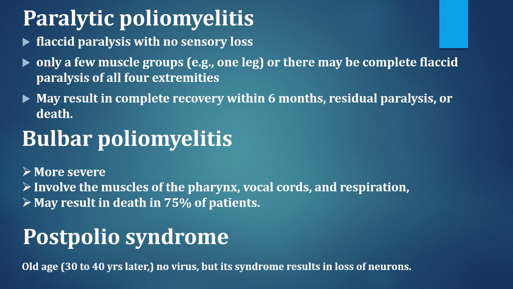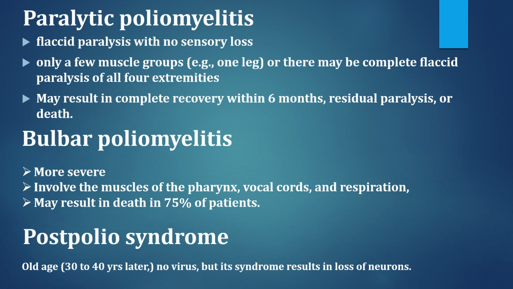Bulbar poliomyelitis. This can be more severe, and may involve the muscles of the pharynx, vocal cords and respiration. This may result in death in 75% of the patients.